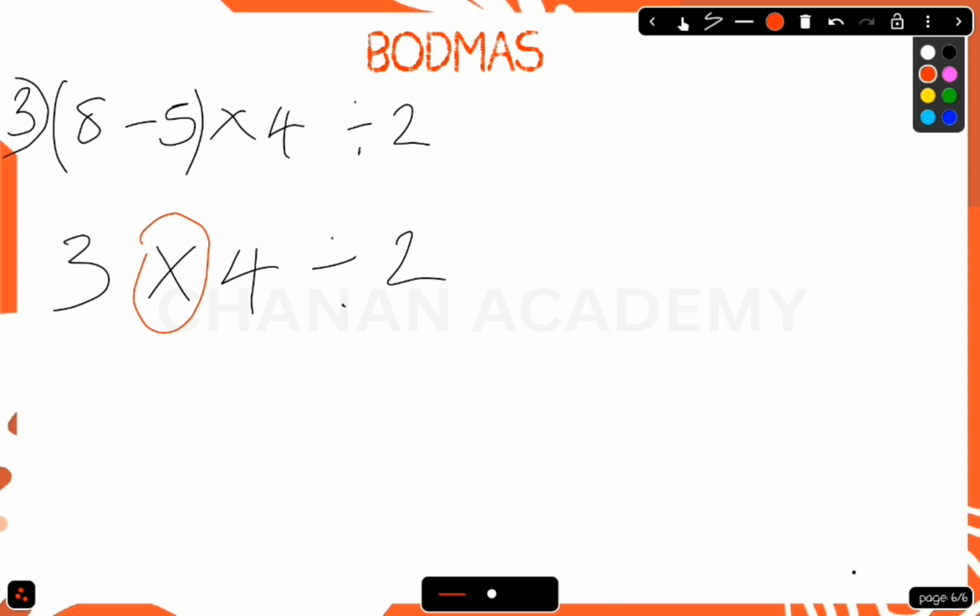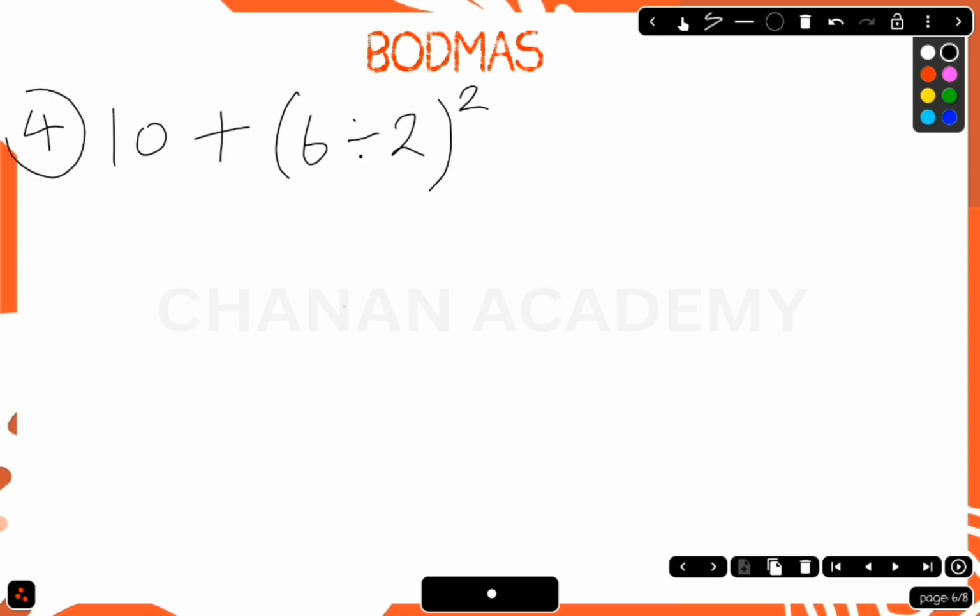Multiplication is at the left hand side, while division is at the right. So we start from multiplication. 3 multiplied by 4, the result is 12. Divide by 2. 12 divided by 2, the result is 6. So our answer is 6.